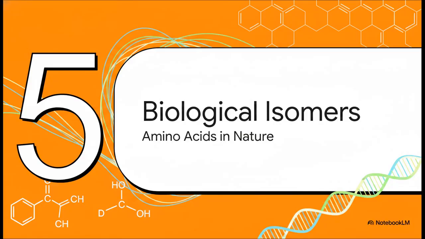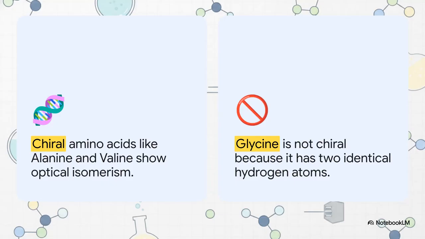Let's ground this abstract chemistry in reality a bit. Part 5. Biological optical isomers. So, if we look at the ultimate building blocks of life, amino acids, most of them, like alanine, serine, and valine, naturally contain a chiral carbon atom. They naturally show optical isomerism. But you know chemistry, there's always an exception.